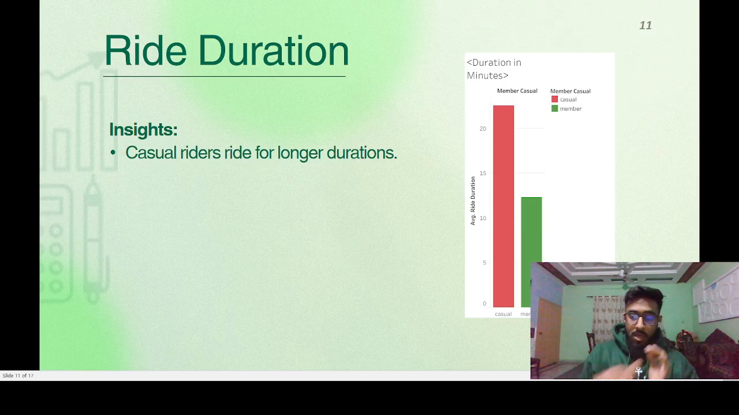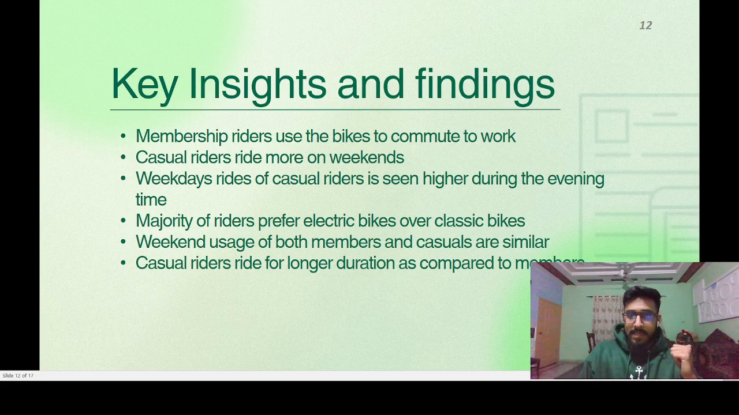All right, so what are the key insights and the findings? The membership riders use the bike to commute to work. That's what logic says, looking at the trend and the insights of the data. Casual riders ride more on weekends. Weekday rides of casual riders are seen higher during the evening time. Majority of riders prefer electric bikes or classic bikes. Weekend usage of both members and casuals is similar. Casual riders ride for a longer duration compared to the members.